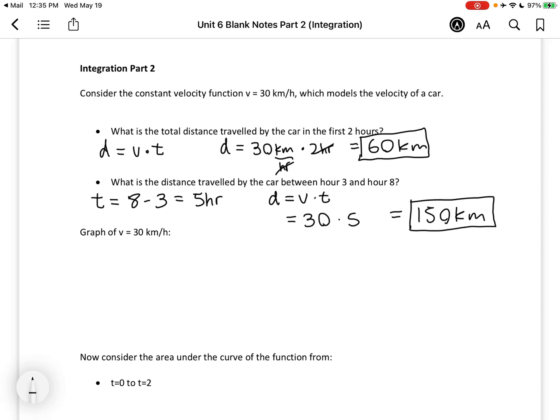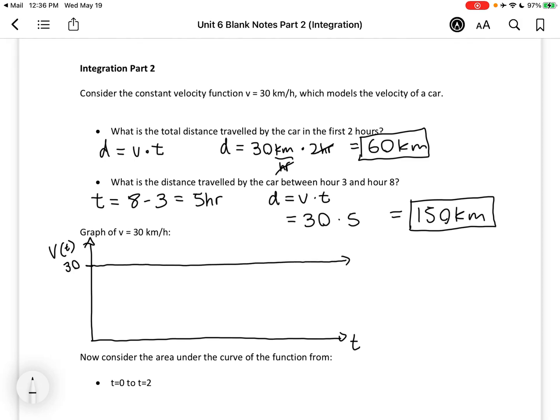Now what we're going to do is graph this velocity function. And this is a constant function, right? A constant linear function is just a horizontal line. So we've got v of t on the vertical axis and time on the horizontal. And it's just a horizontal line at 30. There we go. So that's our velocity function, v equals 30.